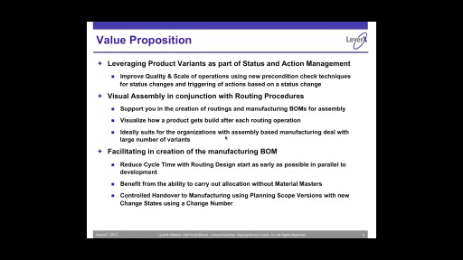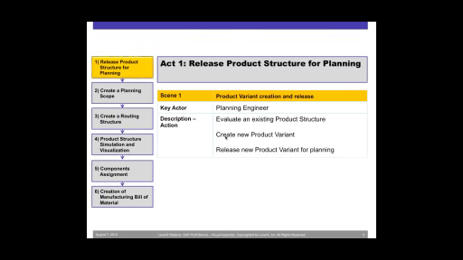Thirdly, facilitating in creation of the manufacturing BOM. This will reduce overall cycle time with routing design start as early as possible in parallel to development. Benefit from the ability to carry out allocation without material masters and a controlled handover to manufacturing using planning scope versions with new change states using change number. So that is essentially the scope.